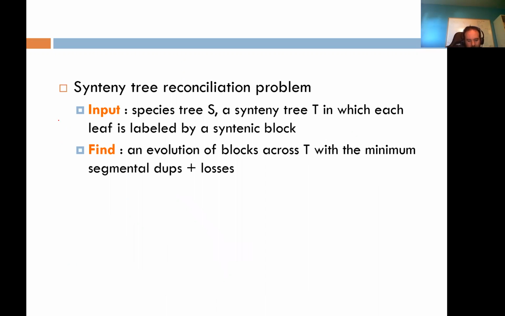We studied what we call the syntenic tree reconciliation problem, where you're given a species tree and not a gene tree, but a syntenic tree, which tells us how the blocks have evolved in a tree-like manner.